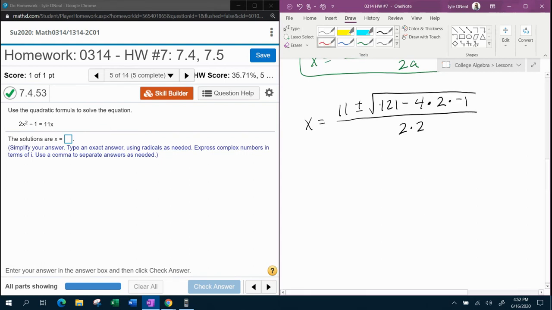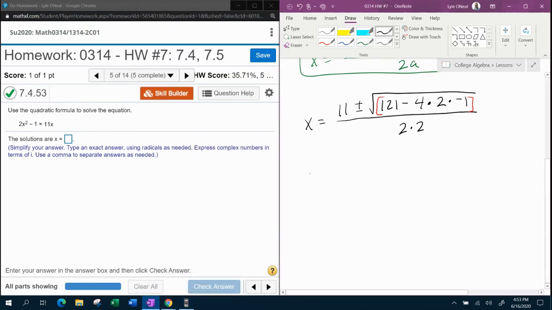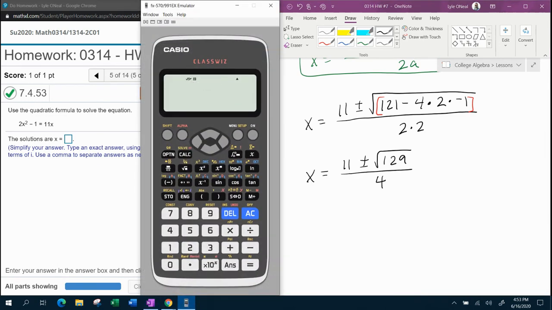Now, the next step is we need to calculate the radicand. We need to calculate the number under the square root. And to do that, we're going to use the handy-dandy calculator. So let's do 121 minus 4 times 2 times negative 1. And the radicand is 129. So that's going to be x is equal to 11 plus or minus the square root of 129 all over 4.